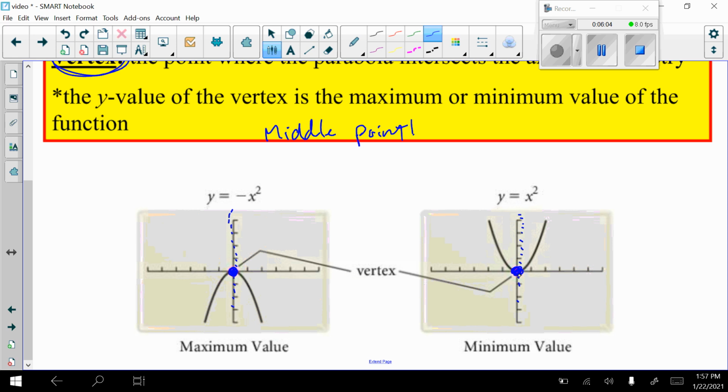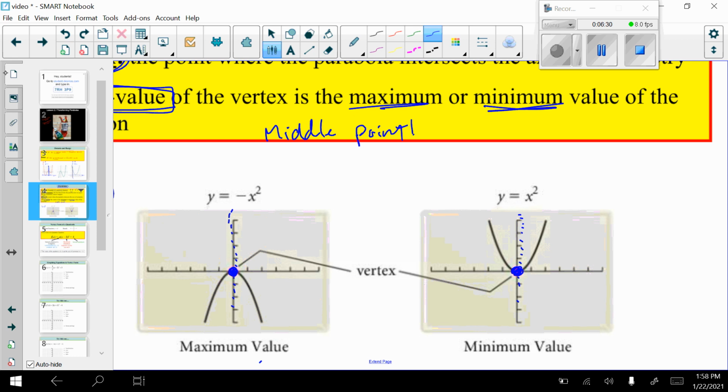The vertex will also tell you a maximum or minimum value of your function. Okay, and we'll talk about that a little bit more later as well. Specifically, remember the vertex is a point, right? It has an x and a y coordinate. The y value of the vertex in particular will be either the maximum or minimum part of your parabola, either the biggest that the graph ever gets or the smallest that the graph ever gets. Like I said, we'll talk about max and min a little bit more as we move along.